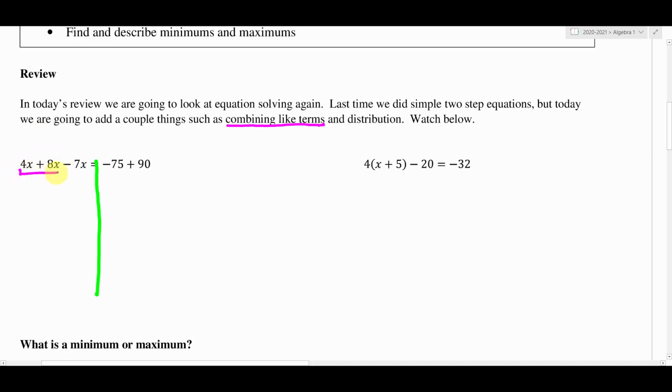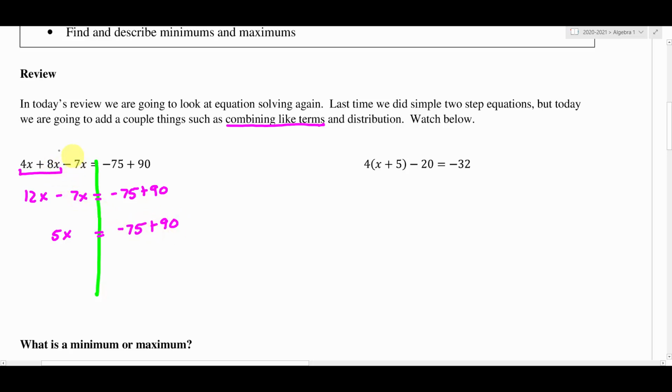I'm going to start with these two first. All right, so if I do 4x plus 8x, I get 12x. That's all that means to combine like terms. Now I still have a minus 7x, and over here I still have negative 75 plus 90. All right, then I'm going to go back and I'm going to reevaluate. I still have two things that are like terms. They both have an x. The x is raised to the same power. So we have 12x minus 7x. Well, that's 5x. And then over here we have negative 75 plus 90.